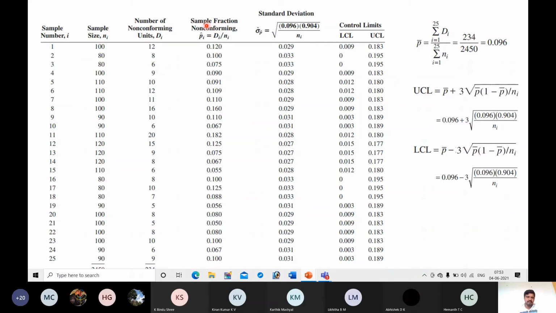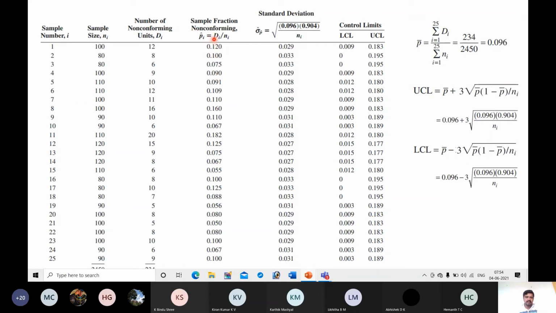Whereas you have to find the sample fraction non-conforming. So 12 by 100 will give you this value. This is p hat i, the sample fraction non-conforming, Di by Ni. Next, 8 by 80, you will get this value. 6 by 80, 9 by 100. Like this you can find the pi values, nothing but the sample fraction non-conforming.